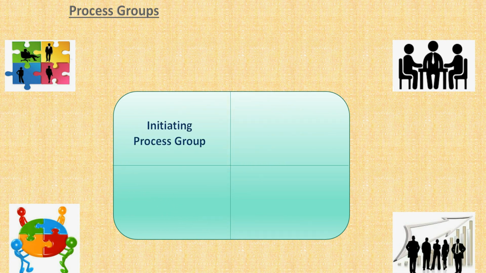The first process group is the initiating process group. It includes all the processes in project management which are there for initiating purposes, initiating activities. One example we have is develop project charter.